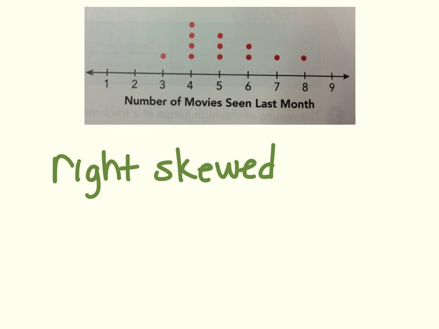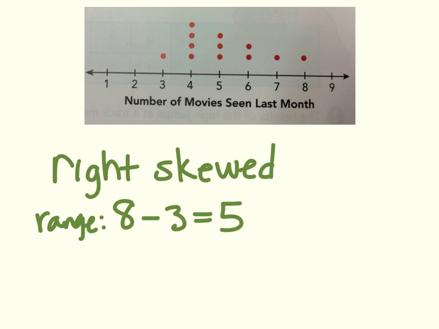Next, we need to calculate the range. It looks like our 12 students saw between 3 and 8 movies. So our range is 8 minus 3 equals 5. That'll be our range. If we want to describe this dot plot in words, we'd probably say something like this. The students in this group saw between 3 and 8 movies this month, but most students saw 4 or 5 films.